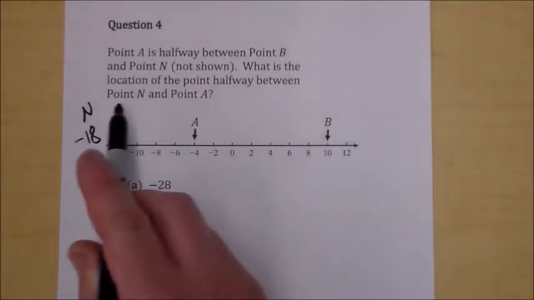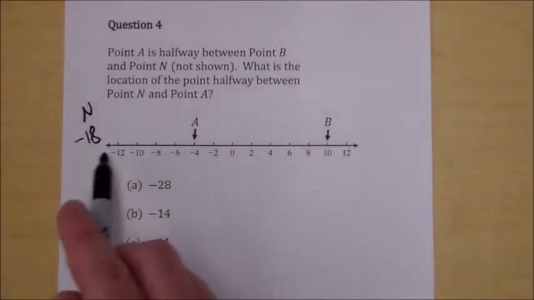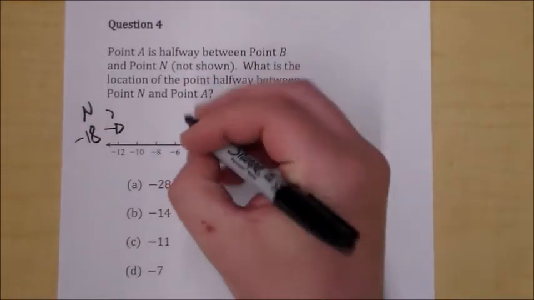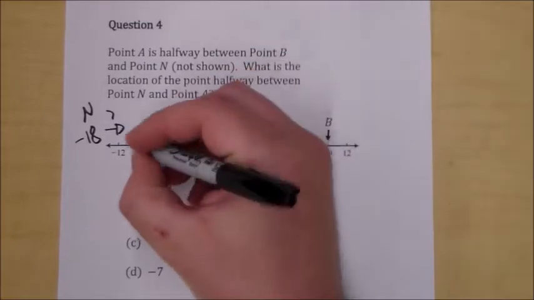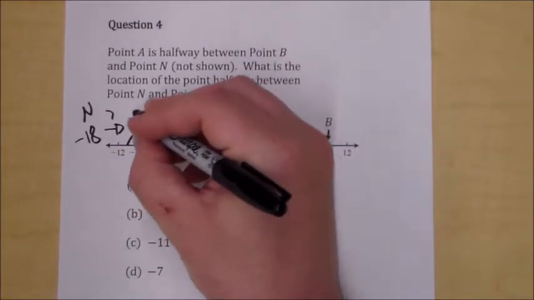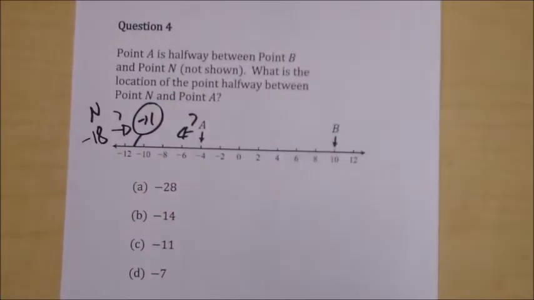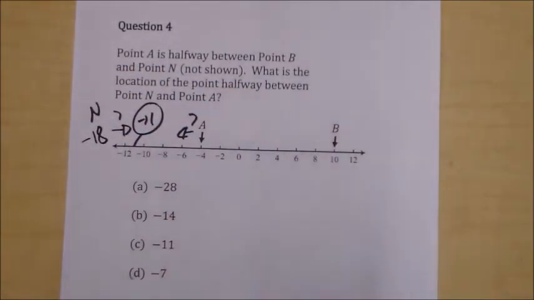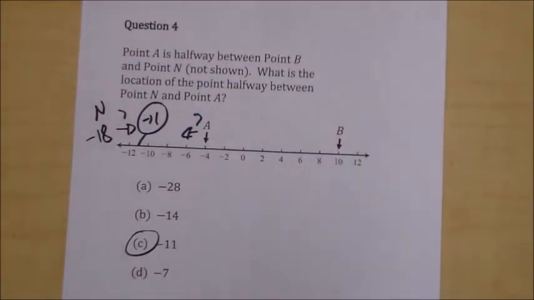Okay, cool. So what's the distance halfway between point N and point A? Well, this is 14 spaces altogether. Halfway would be 7 spaces that way and 7 spaces that way. And shockingly, it is the same place. No matter if you start going that way or start going that way, you end up at -11, and that's our answer. We're good to go.